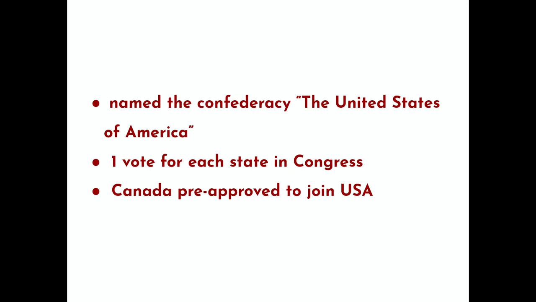They also, another interesting little trivial thing, is that Canada was pre-approved. So it has the 13 states, and it says if Canada wants to join, they're in. They don't need any permission other than just joining us. Any other states that want to join have to get approval from 9 of the 13 states in order to join. But Canada was pre-approved. Canada did not join. Another spoiler alert there.